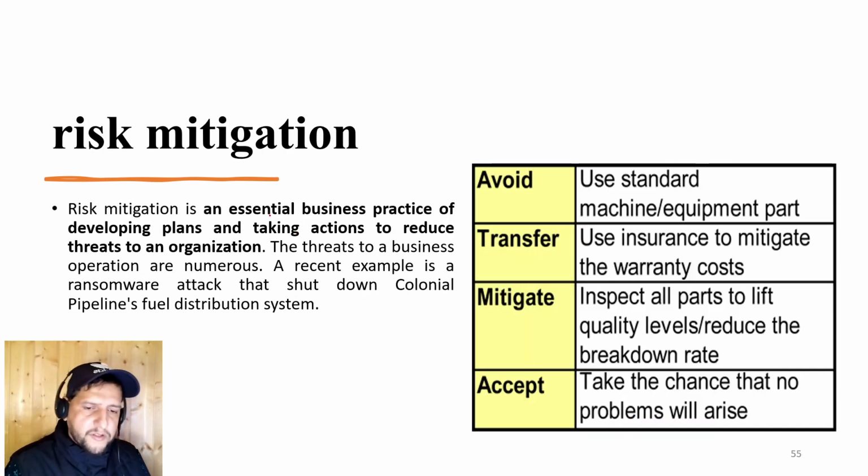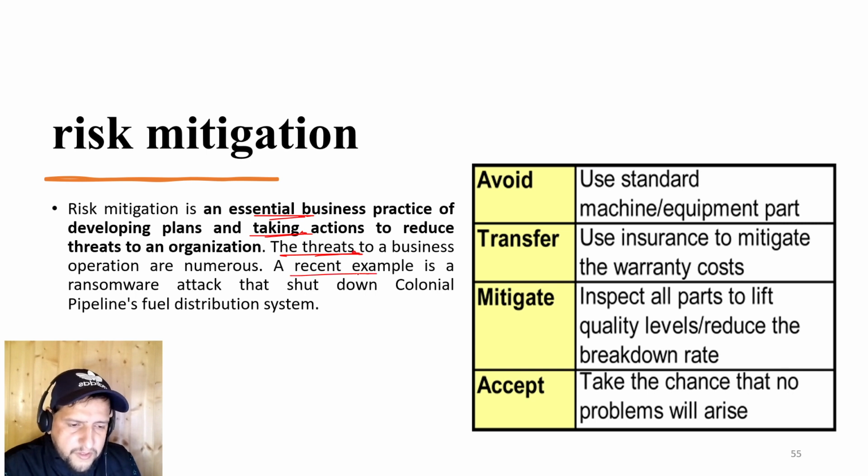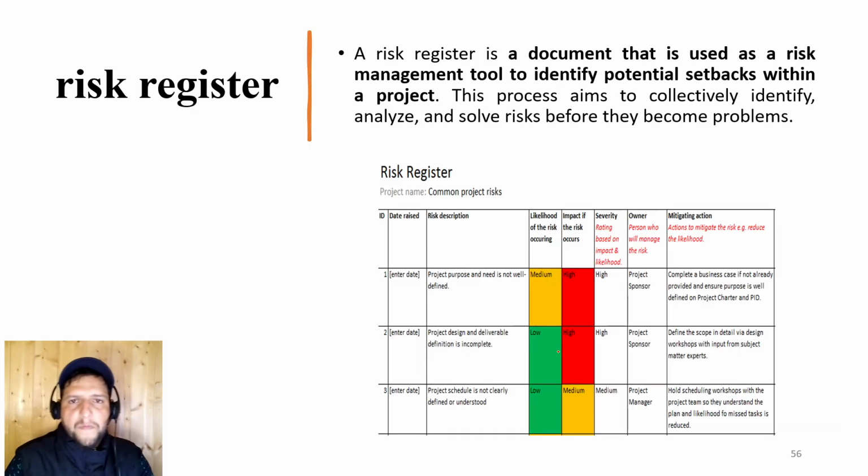Risk mitigation is the essential business practice of developing plans and taking action to reduce threats to the organization. The threats to business operations are numerous. A recent example is the ransomware attack that shut down a pipeline. So you avoid the risk, you transfer the risk using insurance, you mitigate the risk while you set up a control, or you accept the risk because you know that no problem is going to happen.